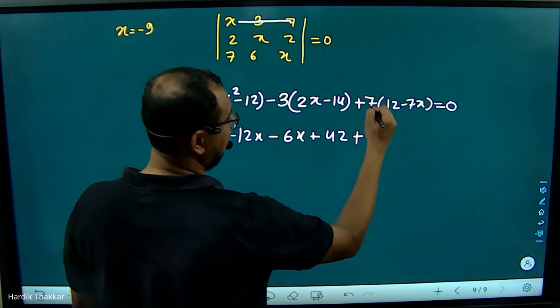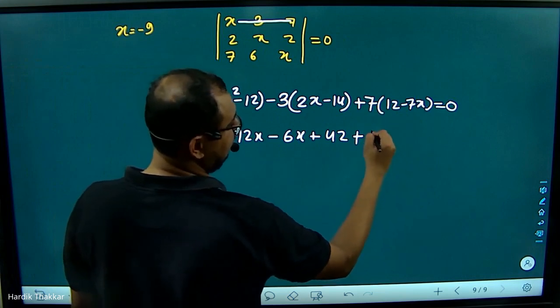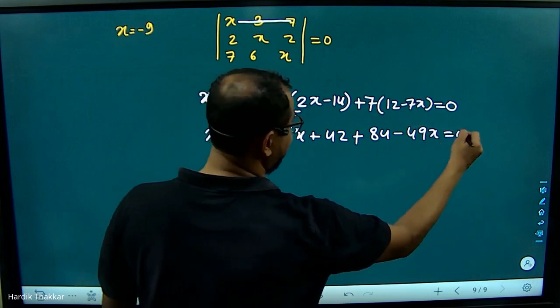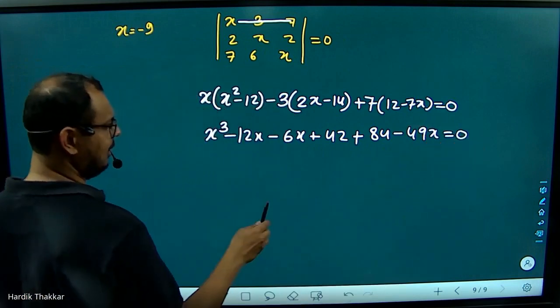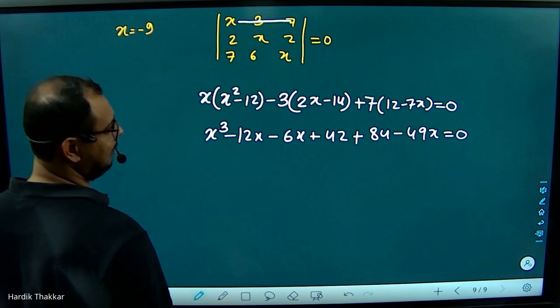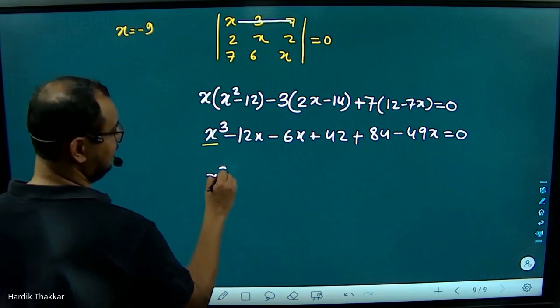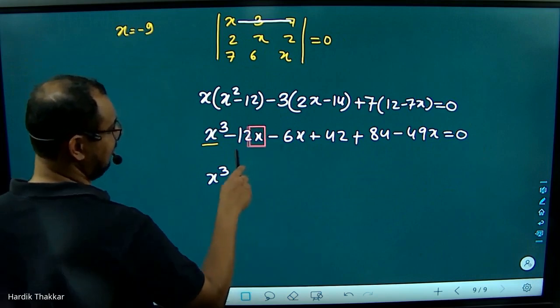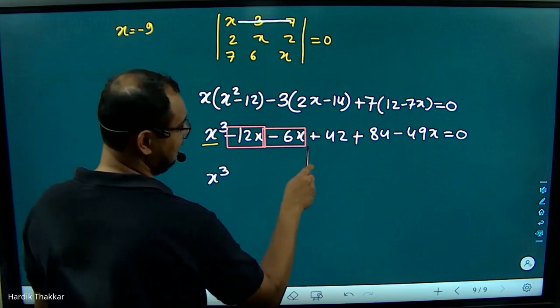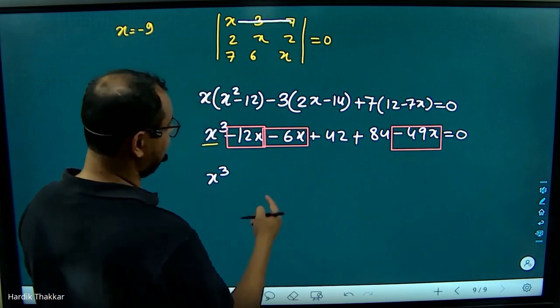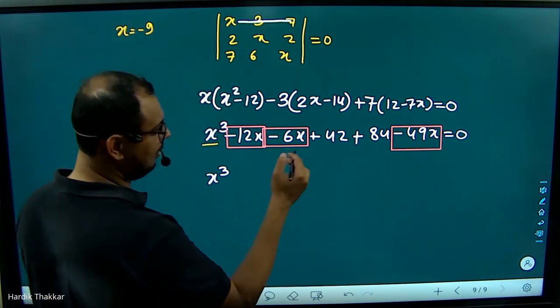Plus 12 7s are 84. Minus 7 7s are 49x, like this. Further, rearrange this complete expression, and I think you will get the first term as x cube only. The second term will be minus 12x, minus 6x and minus 49x. So it is minus 18 minus 67.